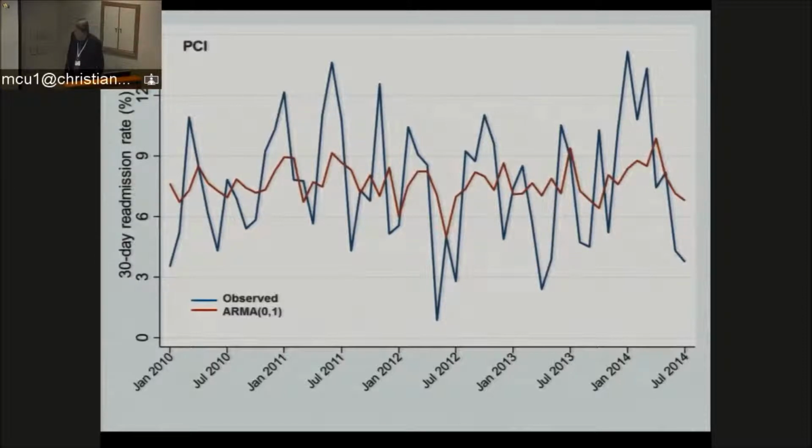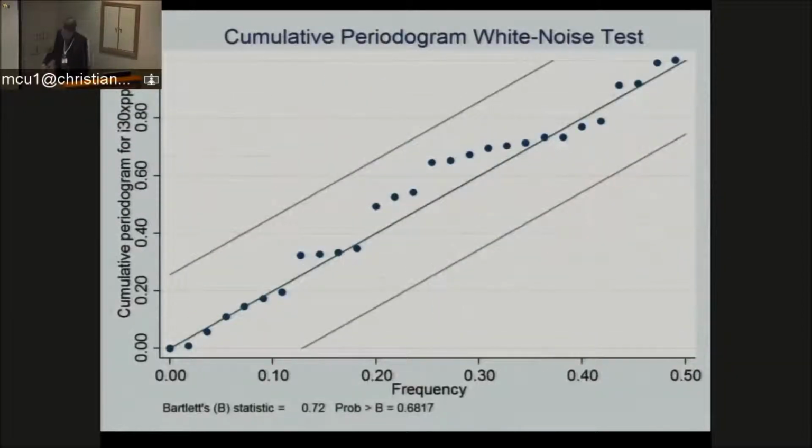Okay. So now I need to find out, is this model stationary? And so I want to test that. And my test statistic says that I can claim that it's stationary because it's not significant. So that means that I can get by without differencing it, which is kind of nice. Okay.